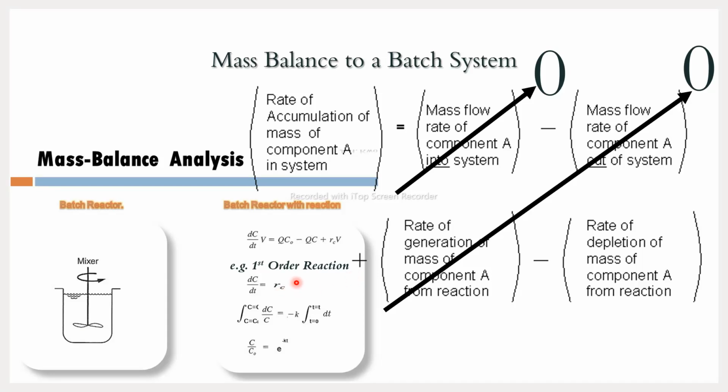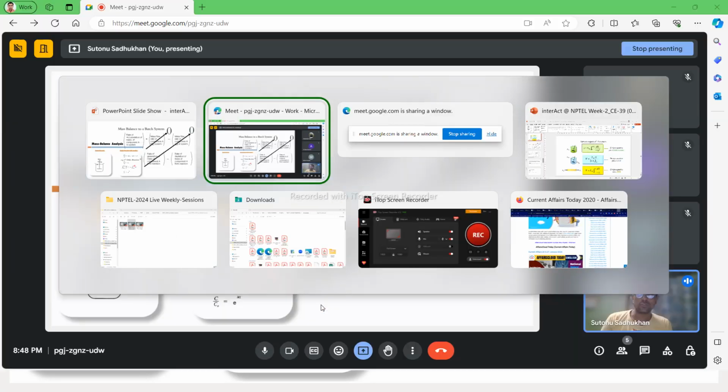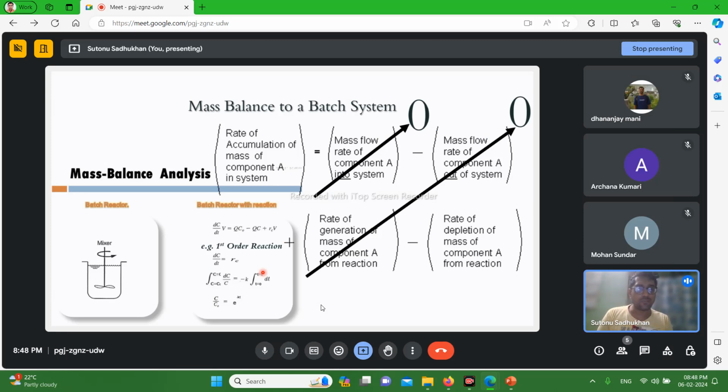Now, K into C, this C you bring to this side. It becomes dC by C equals, as A is getting depleted, the rate of depletion, that's why there is a negative sign, minus K into dt. This dt comes to the right hand side. And then you integrate it from C0 to Ct on the left, and on the right hand side you integrate it from T0 to Tt.